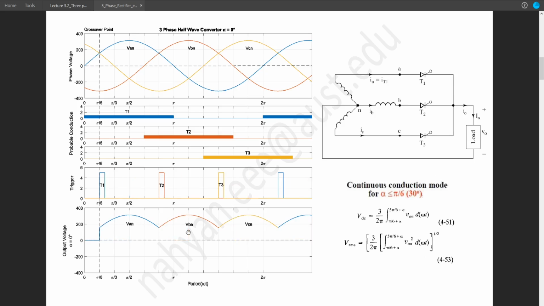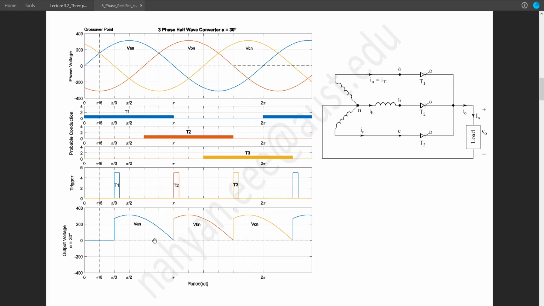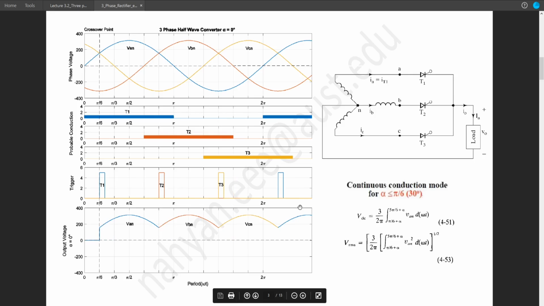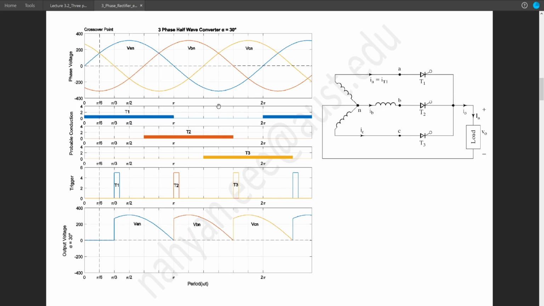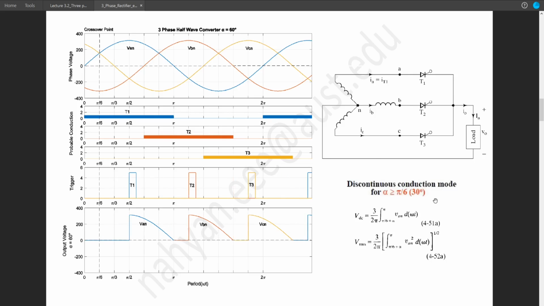So if we get back to our previous diagrams, the conductions or the output voltage is continuous. Here output voltage gets to 0, but immediately after that VBN starts. So there is no gap. So we are calling it continuous conduction mode. But in case of alpha equals 60 degree or alpha greater than 30 degree, we are getting into the discontinuous conduction mode.